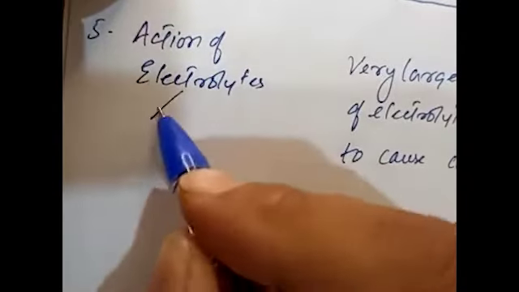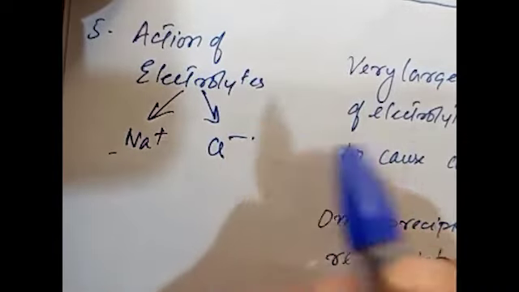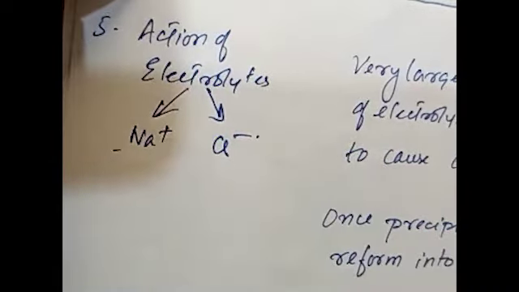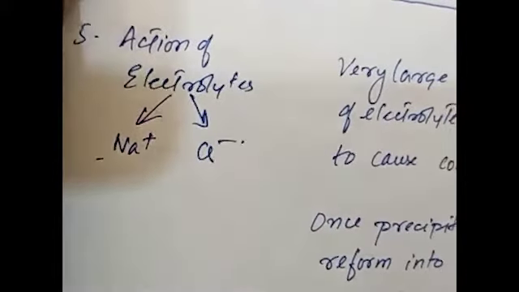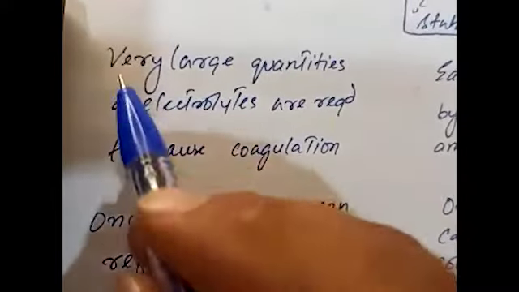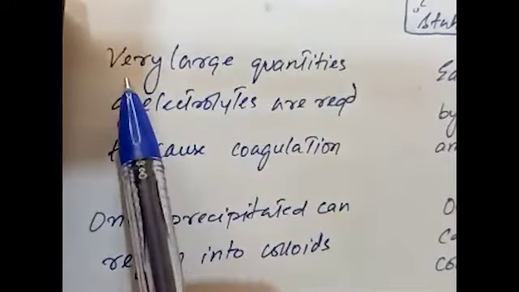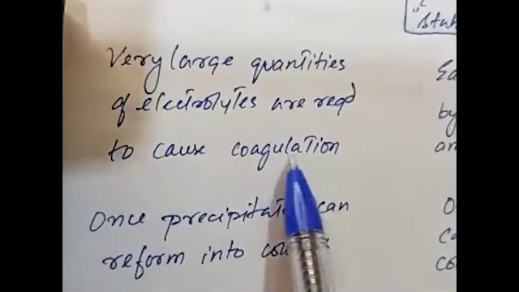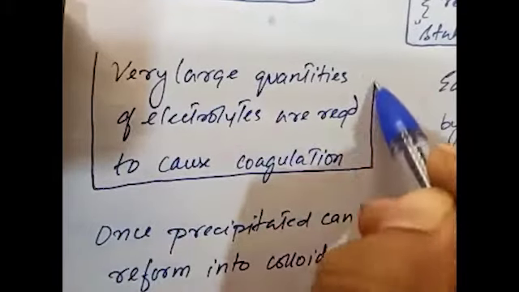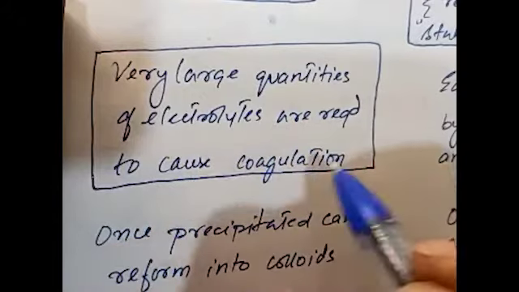Action of electrolytes. Eta moi electrolytes fully kole tomaloke duta bostu mani loba, that electrolytes has two parts. One is the cation, one is the anion. I'm just giving an example of sodium and chlorine because they are electrolytes definitely, and they have a cation part and an anion part. Fine. So very large quantity of electrolyte, this is in case of lyophilic, philic or carne. Very large quantity of electrolytes are required to cause coagulation. Coagulation mane ki hoy?